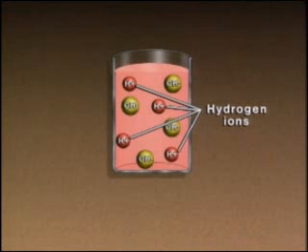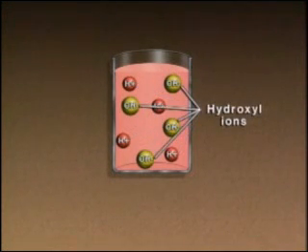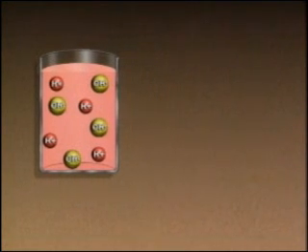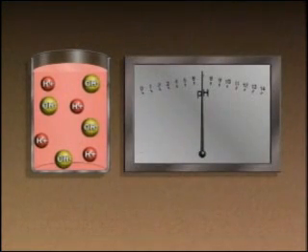A hydrogen ion is a positively charged hydrogen particle. A hydroxyl ion is a negatively charged particle made up of oxygen and hydrogen atoms. The relative concentrations of hydrogen ions and hydroxyl ions determine whether a liquid is acidic or alkaline. A pH scale is used to indicate the acidity or alkalinity of a liquid.